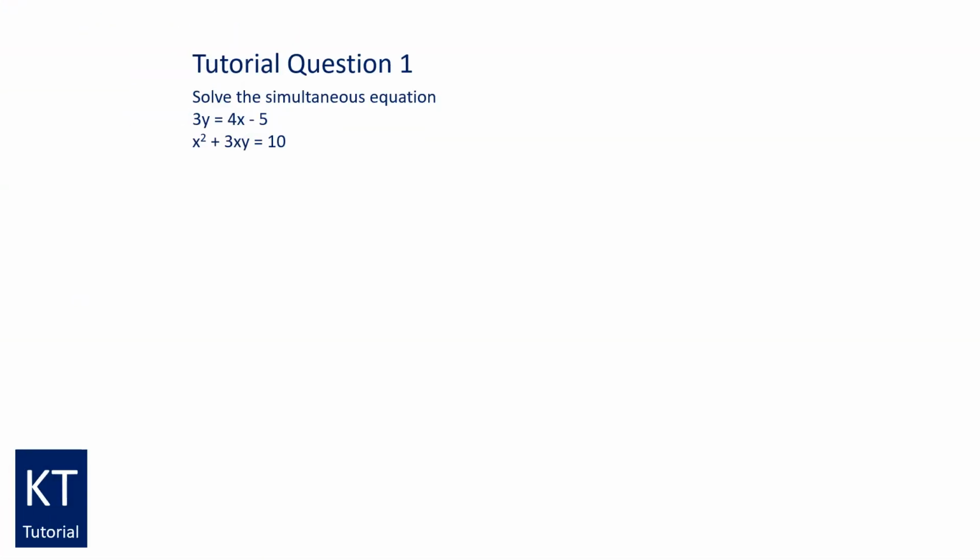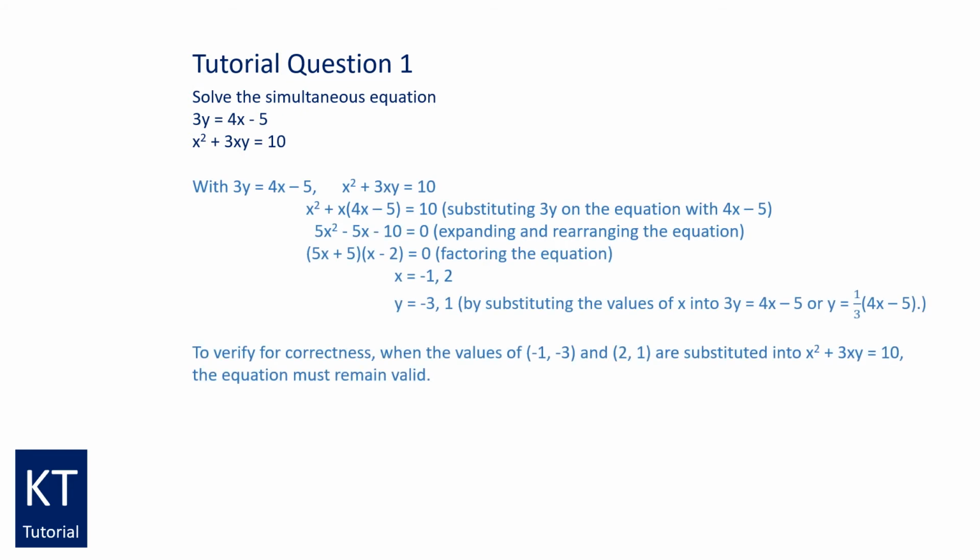Now it's your turn to attend to tutorial question 1. Solve the simultaneous equations 3y equals 4x minus 5 and x squared plus 3xy equals 10. Given that 3y is equal to 4x minus 5, we could make the 3y portion of the second equation be replaced with 4x minus 5 as shown. Then expand the quadratic equation, and factorize to identify the required x values.